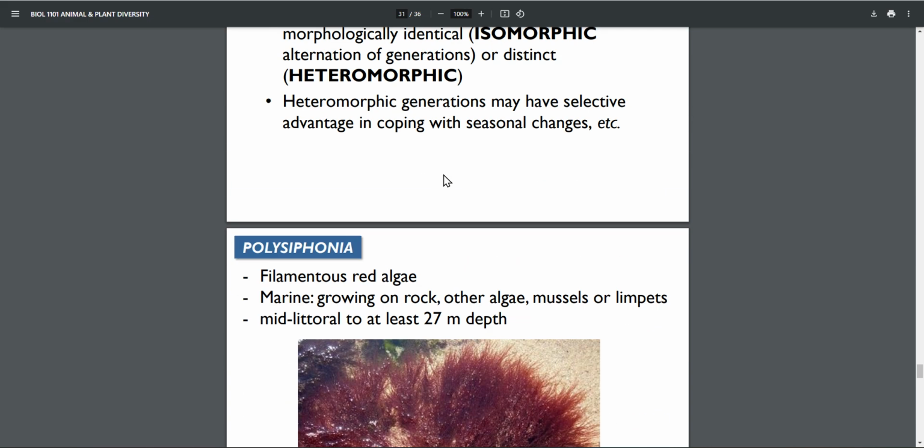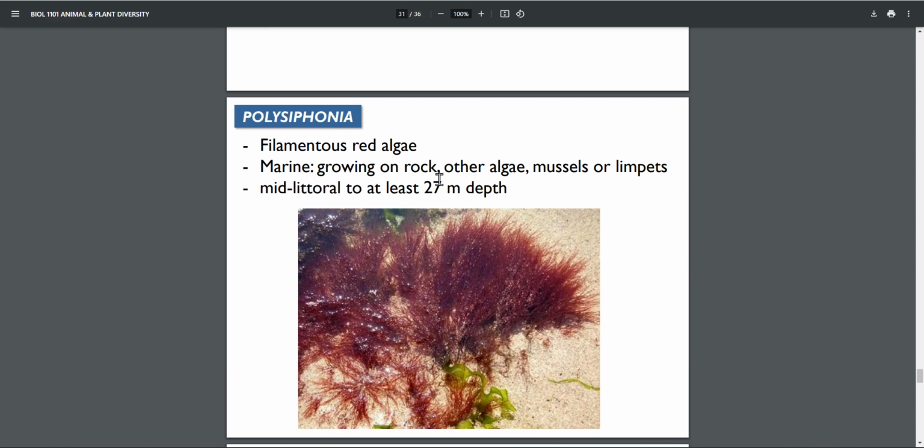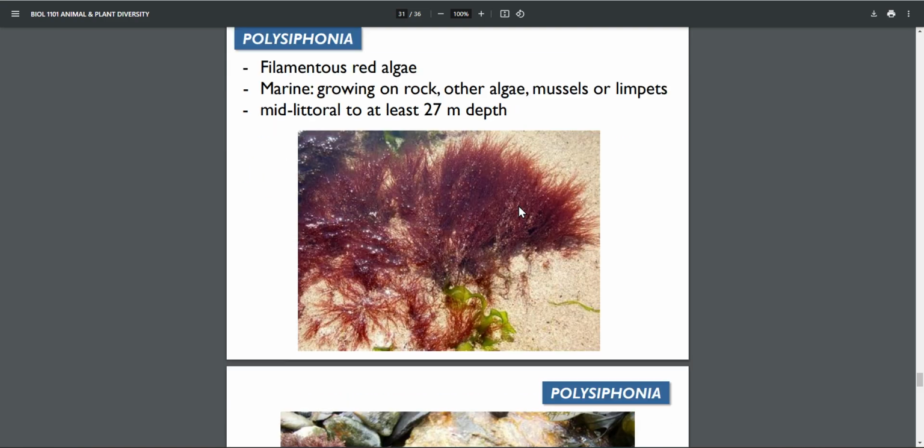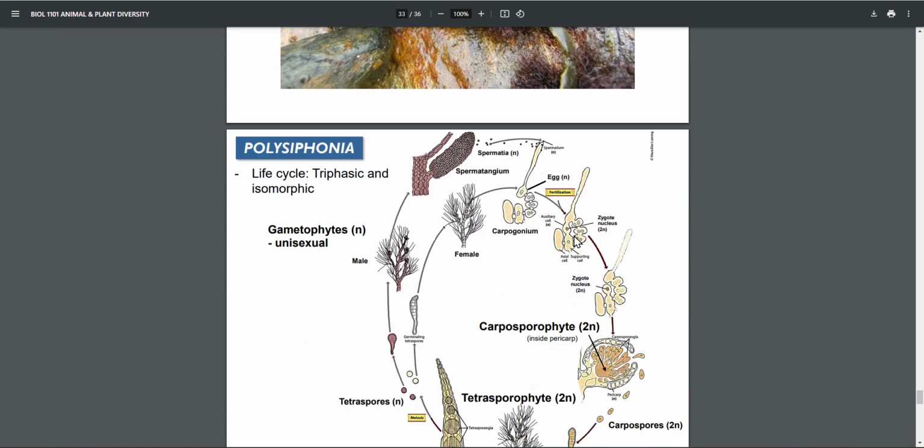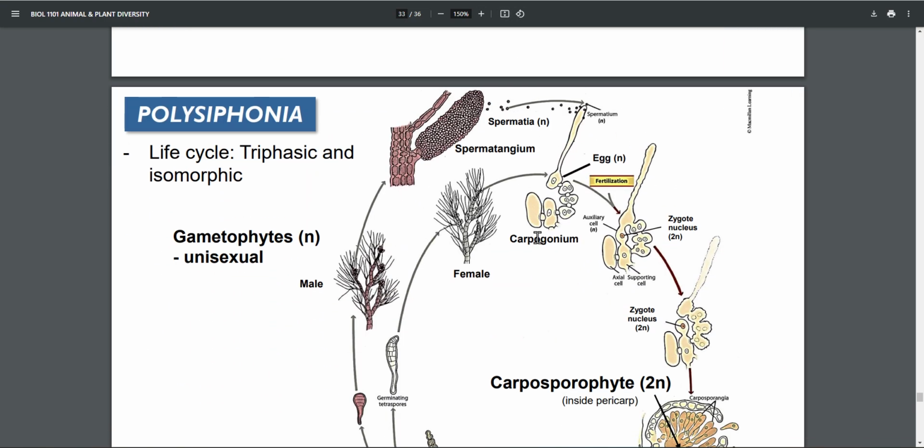Okay, so we're going to talk about some examples of red algae right now. We have Polysiphonia, a filamentous red algae that is marine. It grows on rock, other algae, and mussels and such, and they grow quite deep in the sea. Some more examples, and this is an in-depth explanation of how the life cycle of red algae goes, specifically Polysiphonia.